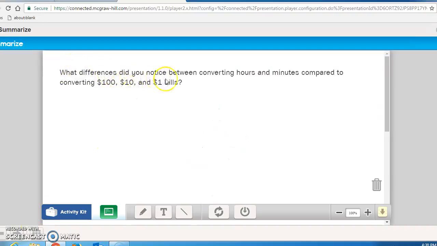So what differences did you notice between converting hours and minutes compared to converting $100 bills, $10 bills, and $1 bills? Hopefully you noticed that there are 10 $1 bills in $10, and there are 10 $10 bills in $100.